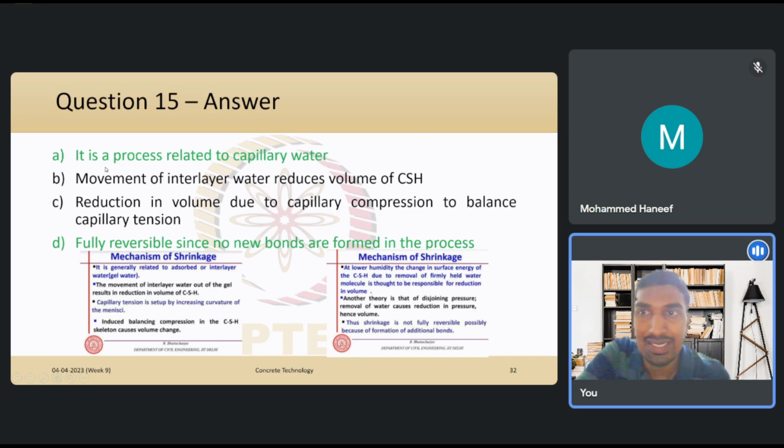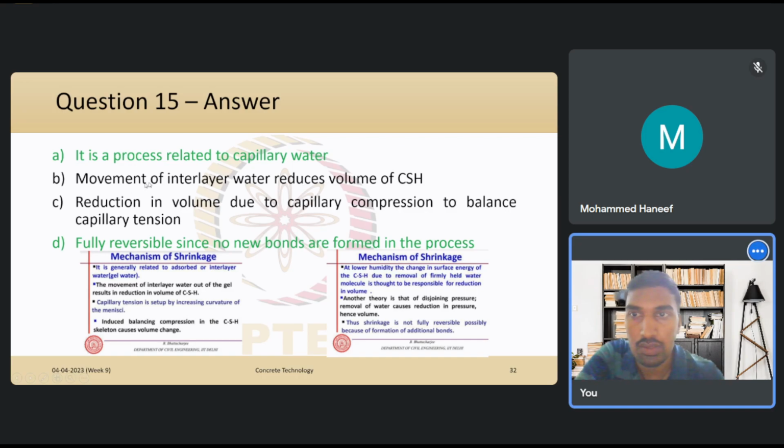So what is option A? It says that it is a process related to capillary water, right? So we are talking about shrinkage. It's generally based on the adsorbed water or the interlayer water, right? So it's not from the capillary water, but the water adsorbed to the surfaces, or the interlayer water, which is nothing but the gel water. So it's not a process related to capillary water. So A is incorrect.